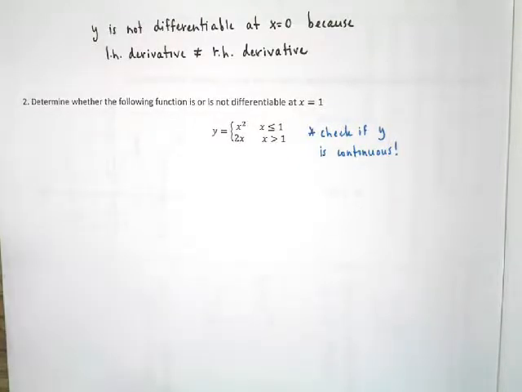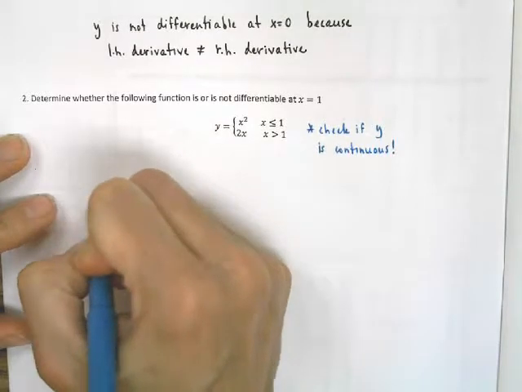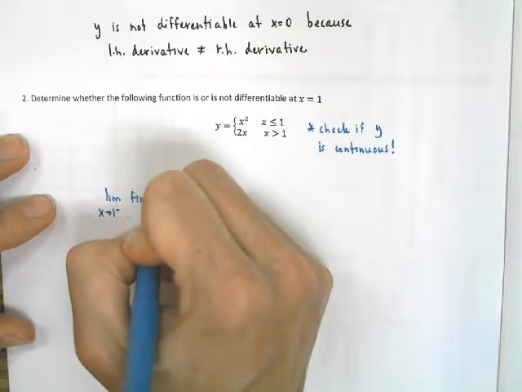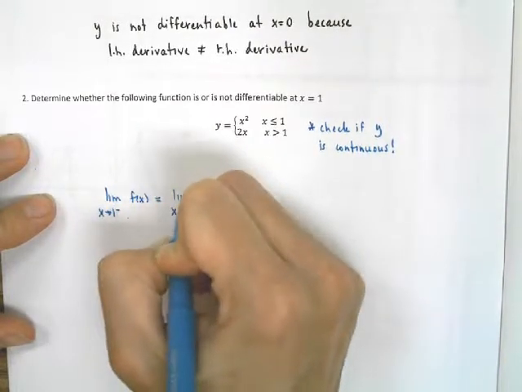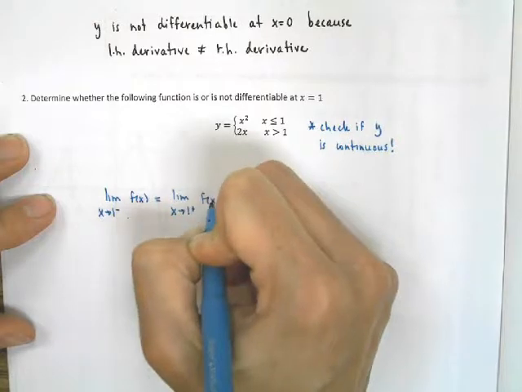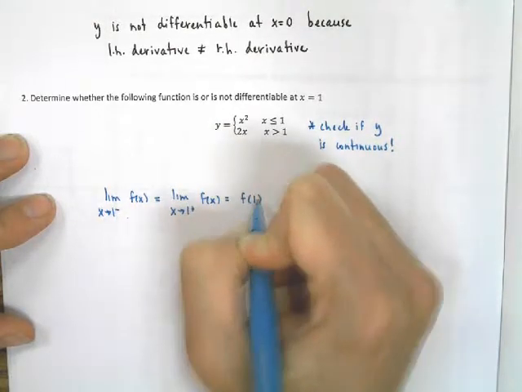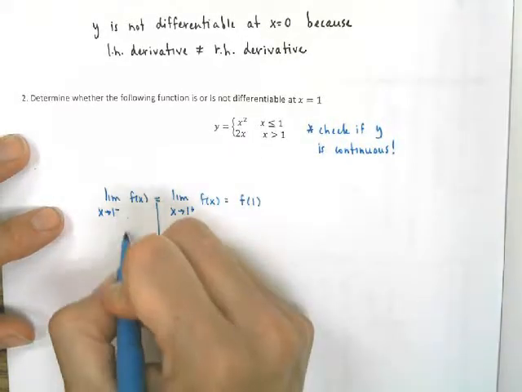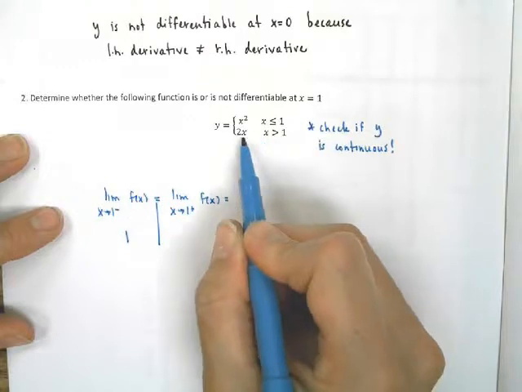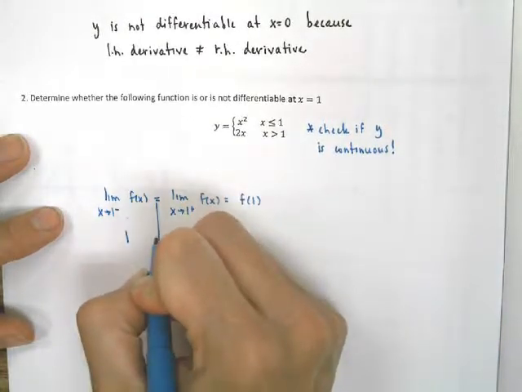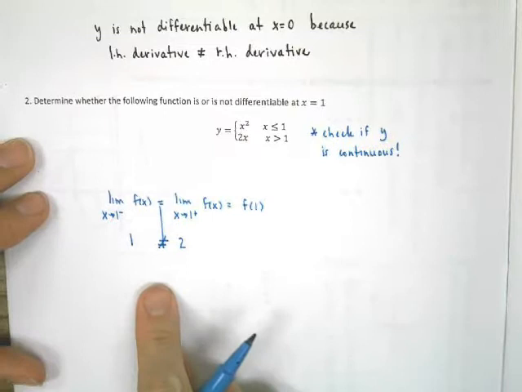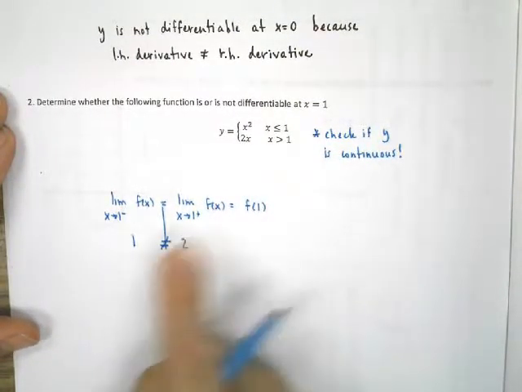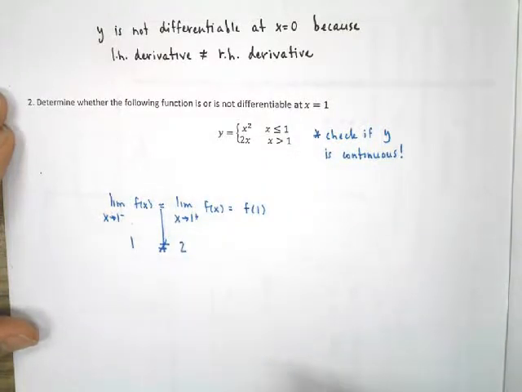So to check if I'm continuous, we know that we need to check the limit as x approaches 1 from the left of f of x, see how that compares to the limit as I approach 1 from the right, and then I need to check f of 1. As I approach 1 from the left, I have 1 squared, which is 1. As I approach 1 from the right, I have 2 times 1, which is 2. So right now, we know we have a jump discontinuity there. So automatically now, if I'm not continuous, I can't be differentiable.